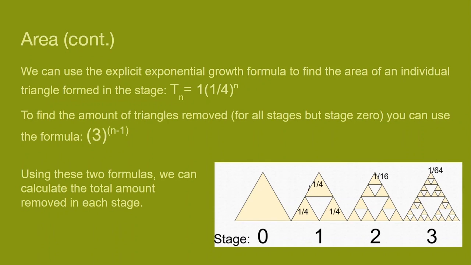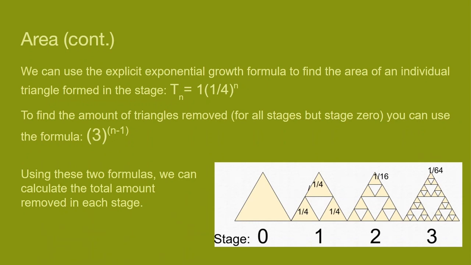For example, let's use stage 1. If we put 1 in the place of n, then 1/4 to the power of 1 is just 1/4. So we know that each of the triangles formed in stage 1 is equal to 1/4 in its area. Now, because of that, we know that the triangle that is removed has to also equal 1/4.